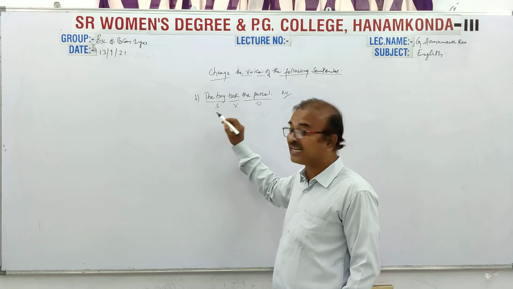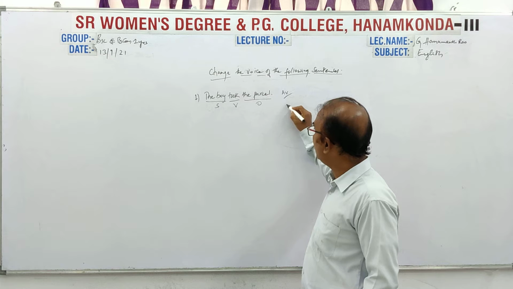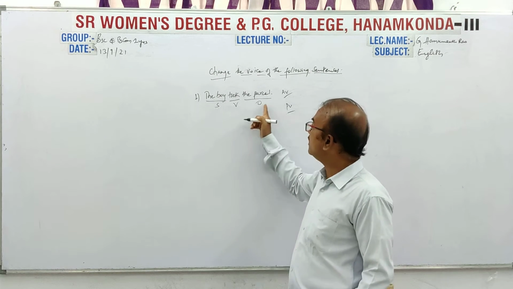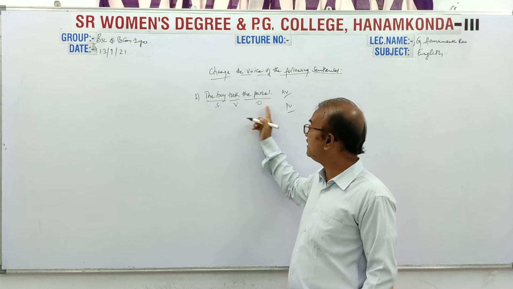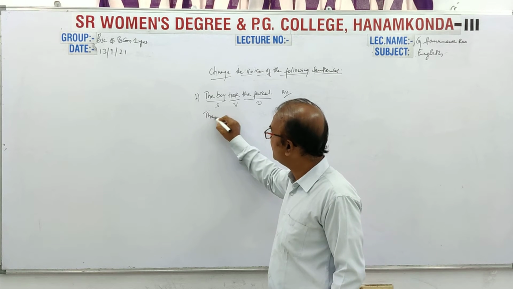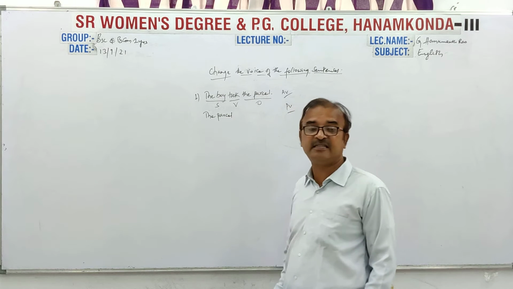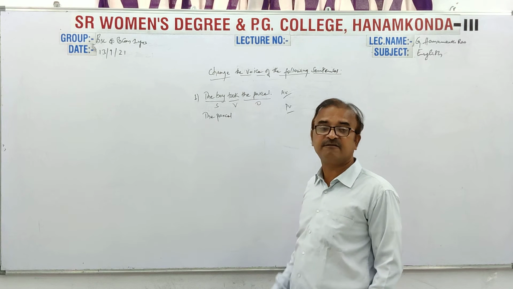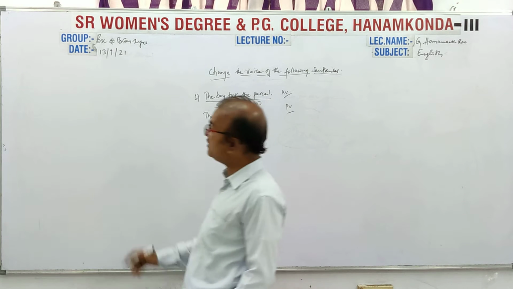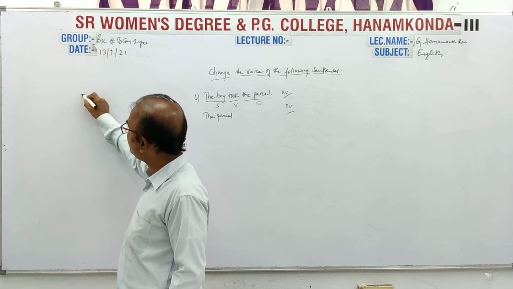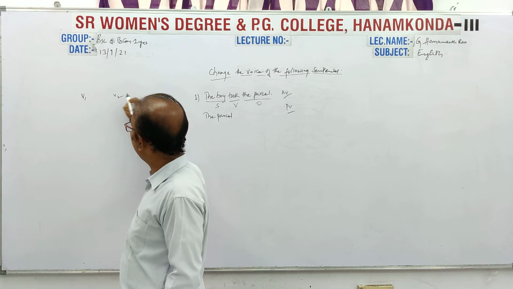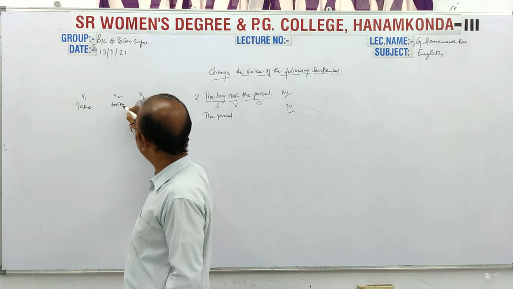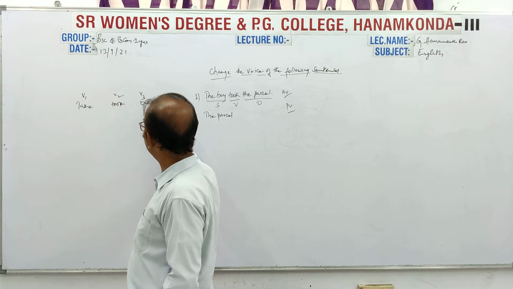Now, let's try to change the voice of this sentence into passive voice. So what's the object here? The object is the parcel. Let's bring the object into the place of the subject. The parcel. Now take a look at the verb. Verb is in which tense? What is that? V1, V2 and V3. This is take, this is took, and this is taken.